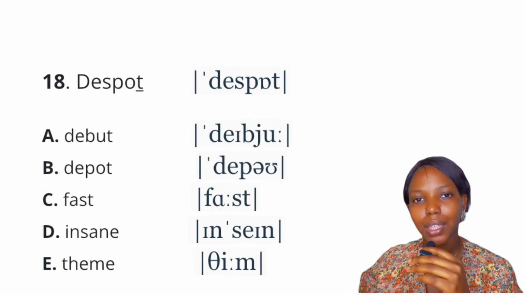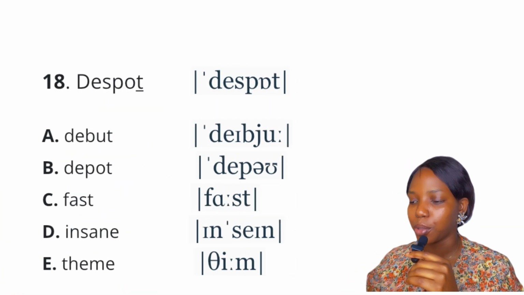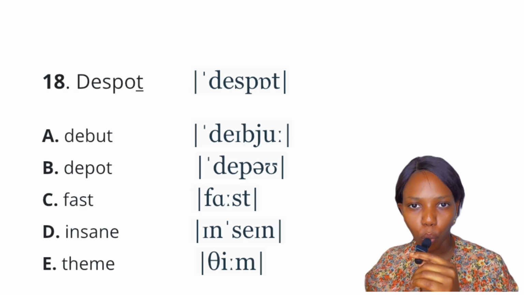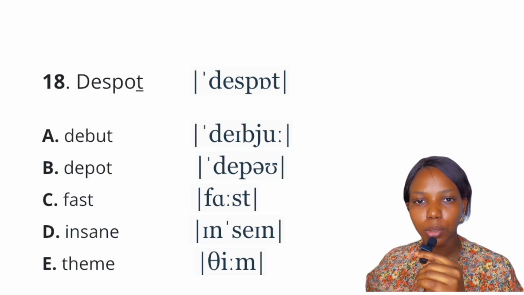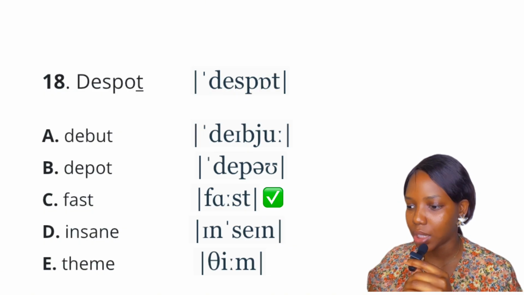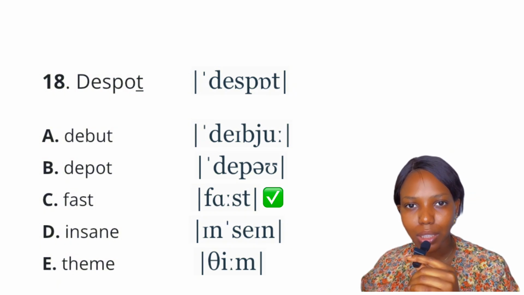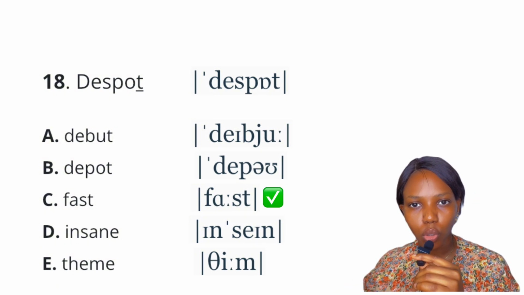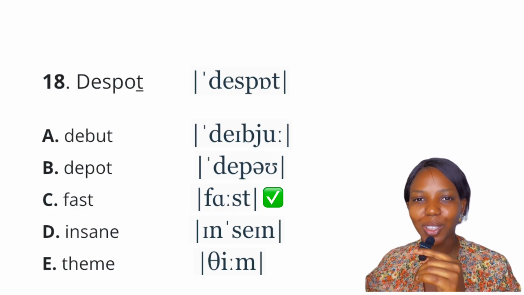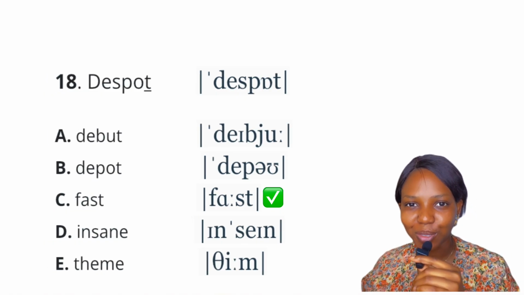Option A is debut. Option B is depot. Option C is fast. Option D is insane. Option E is theme. So we can see that we have the t sound in fast. So that makes option C the final answer to this question.